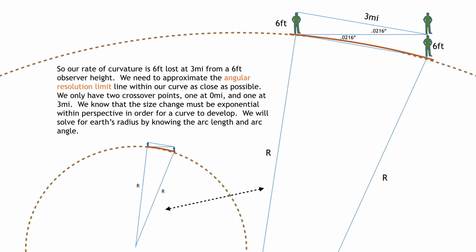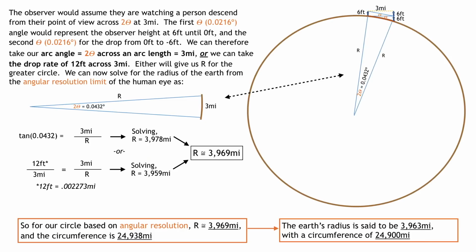You can see here we've just taken our 2 triangles, placed them against a curve for a person walking over at that rate of 6-foot loss over 3 miles, and we have then extrapolated it along a greater circle. So the observer would assume they are watching a person descend from their point of view across 2 theta at 3 miles. The first theta, 0.0216 degrees, would represent the observer height at 6 feet until reaching 0 feet, and the second theta for the drop from 0 feet to minus 6 feet.